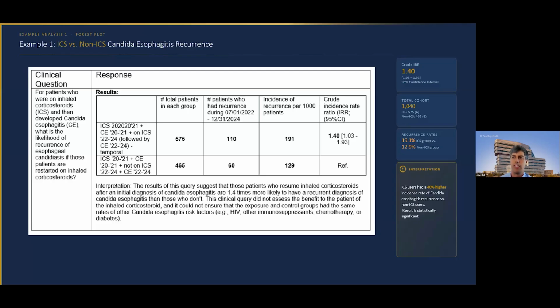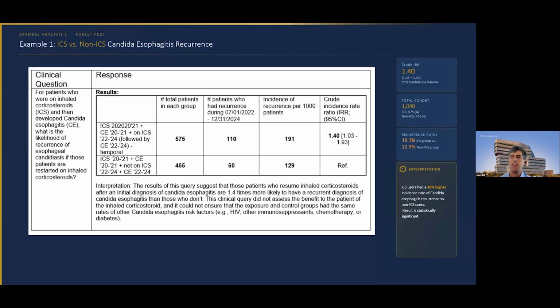So basically we took a look at patients who were on inhaled corticosteroids and had clinical Candida esophagitis, and then who were put back on inhaled corticosteroids. What percentage of those patients developed it again, and compare that to a group of patients who were on inhaled corticosteroids, got Candida esophagitis, and then were never put back on inhaled corticosteroids again. How often did they develop Candida esophagitis?